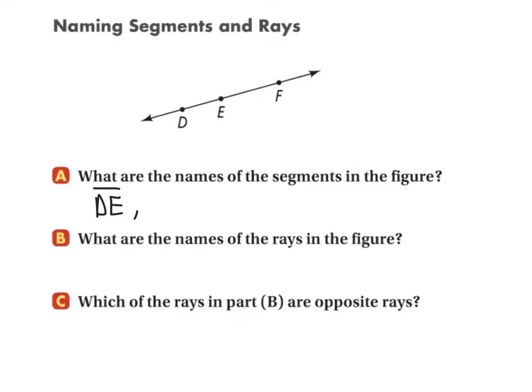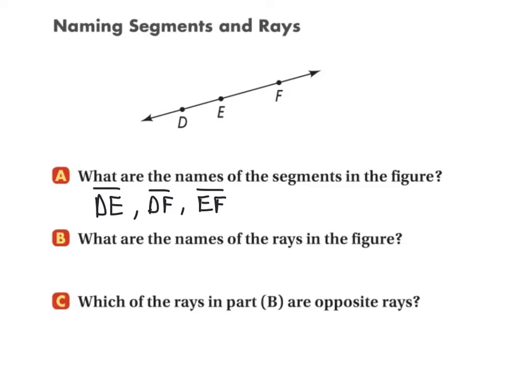I could also say I have line segment DF. And I could talk about line segment EF. Okay, so those are the 3 distinct line segments in the diagram. Of course, I could name them differently. Instead of naming it DE, I could name it ED, but it's really still the same line segment. So those are all the line segments shown in the diagram.